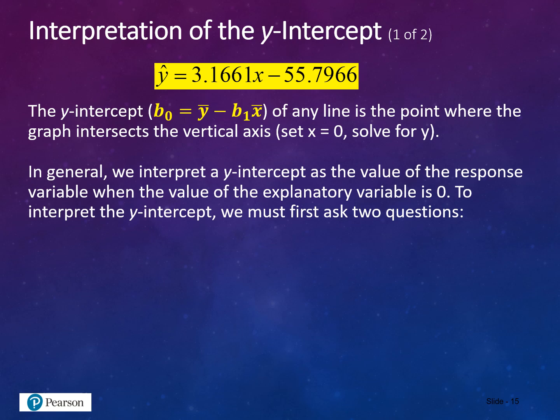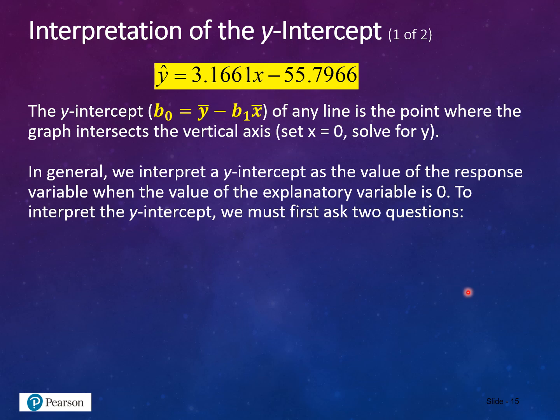We also have interpretations of the y-intercept. Okay, the y-intercept is this number out here, b sub 0, from our formula: the mean of the y variable minus b1 times the mean of the x variable, the explanatory variable. The y-intercept of any line is the point where the graph intersects the vertical axis, or the y-axis. We find this because everywhere along the y-axis x is equal to 0, so we set x equal to 0 in the equation and solve, and we get this value here.